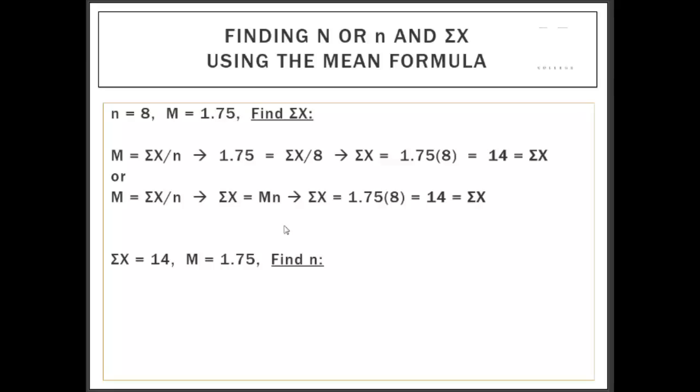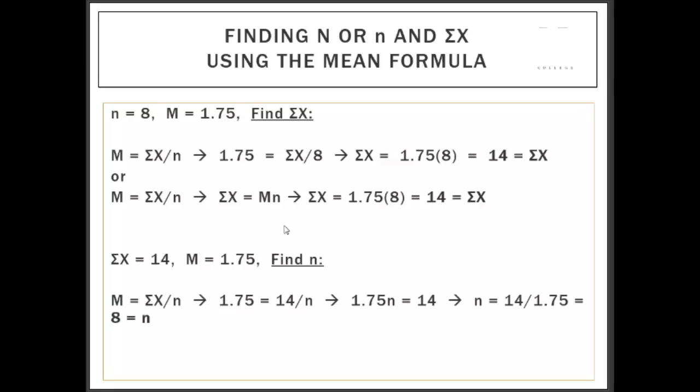Well, just like we were able to use the mean formula to find the sum of x when we have the mean and the sample or the population size, we can find the sample or the population size when we know the mean and the sum of x. So this is kind of the same process that I showed you before. You can plug in your values and then manipulate it algebraically to end up with a final number.